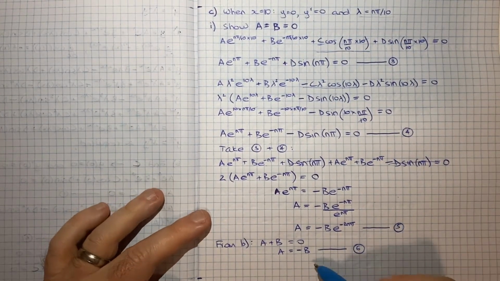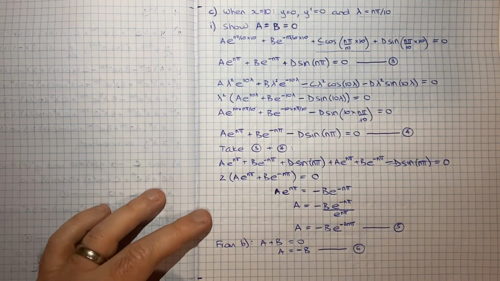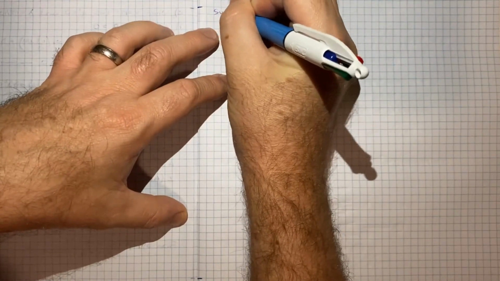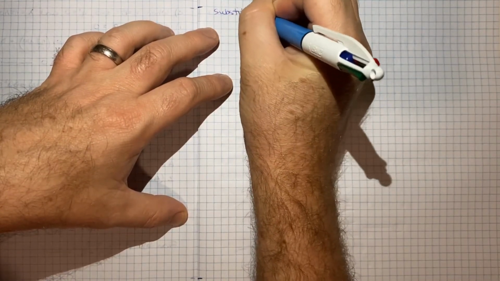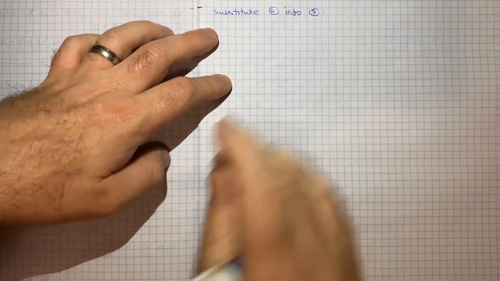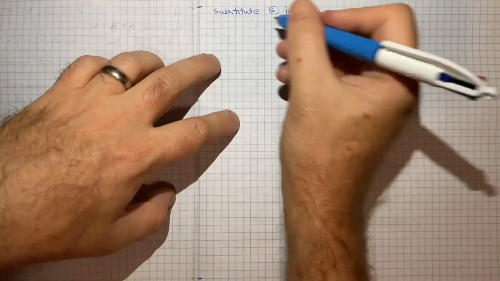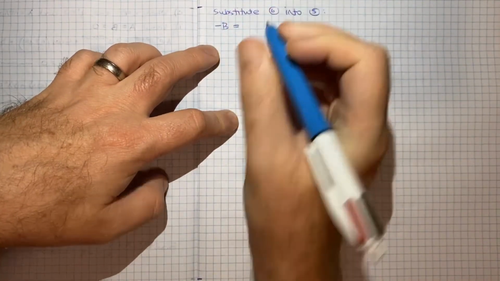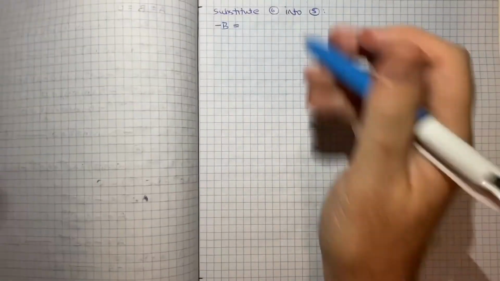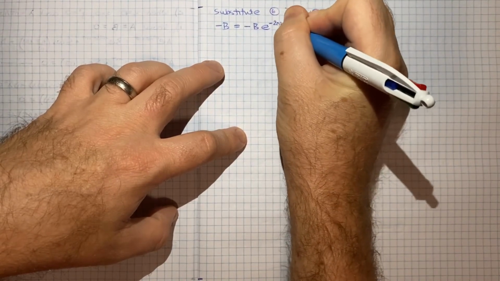And what we can do is I can substitute this equation 6 into equation 5. So maybe I'll turn over. So let's substitute 6 into 5. So what we'll get is instead of A, we can write minus B. So we can say minus B is equal to minus b e to the negative 2n pi.